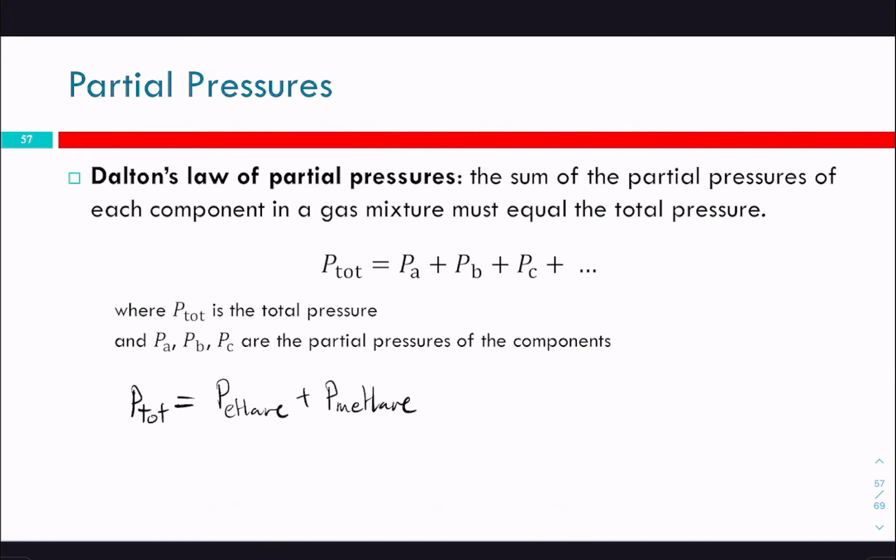So P sub A would be component A, component B, component C. You can have as few as one and as many as, I guess, an infinite number of components.